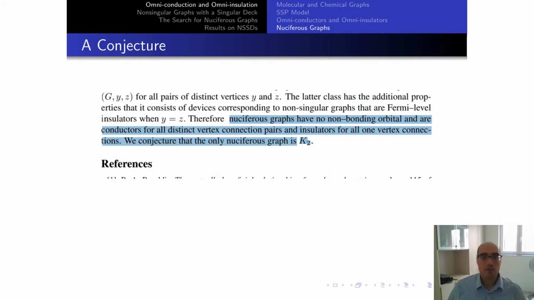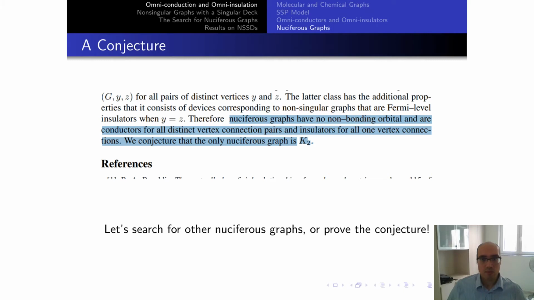The authors of the paper I've just mentioned concluded the paper by making this conjecture. The conjecture that the only nuciferous graph is K2. So they conjectured basically that there are no other nuciferous graphs. The point now is we want to find other nuciferous graphs or perhaps prove this conjecture to show that there aren't other nuciferous graphs apart from K2.